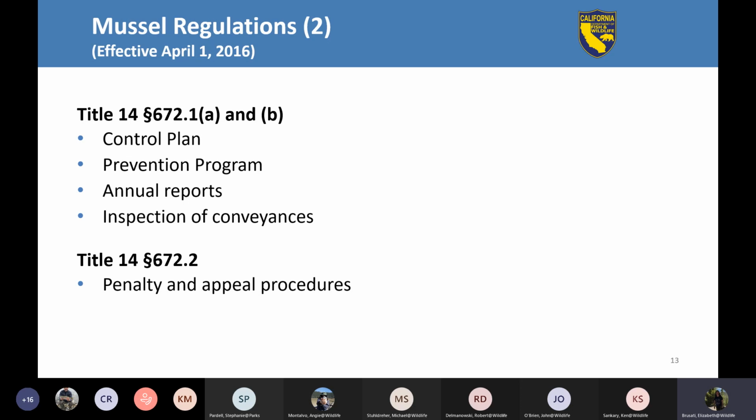And here's just a list of some of the relevant regulation sections for your reference. So again, Title 14, there's section 672.1 that refers to the control plans, prevention programs, the need for annual reports, and the authority to inspect conveyances. And then there's also a section that gives penalty and appeal procedures. So I'm just citing these here so you can look them up if you want to check out the full language.